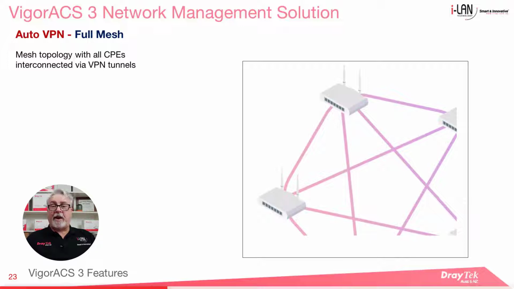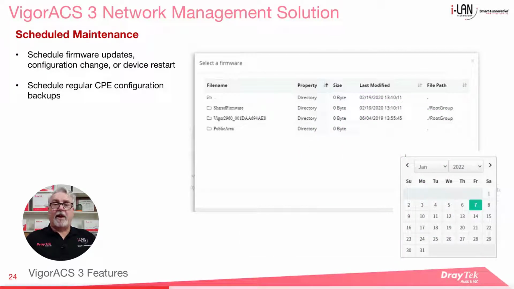Okay, we'll leave it at that for now, but we'll go into more detail about the VPN features in an upcoming webinar. Moving on to scheduled maintenance. VigorACS 3 allows maintenance tasks such as firmware updates, configuration changes, and device restarts to be carried out according to a time schedule. For example, you can schedule firmware upgrades to be carried out outside of business hours to minimize disruption to a business. In addition, you can also schedule regular CPE configuration backups to be done, so you'll always have the latest configuration file if you need to rebuild your network.